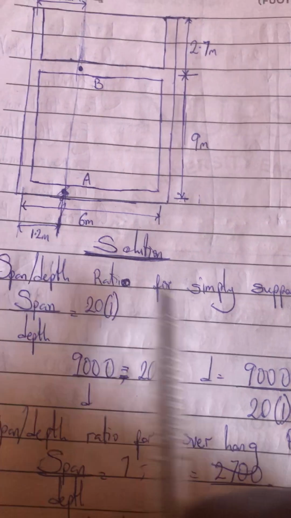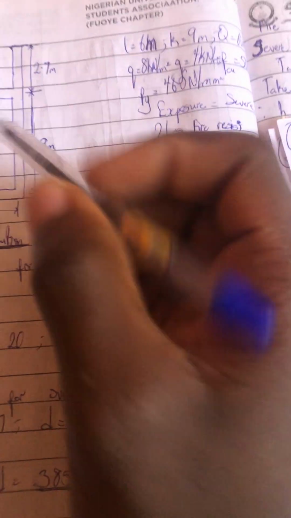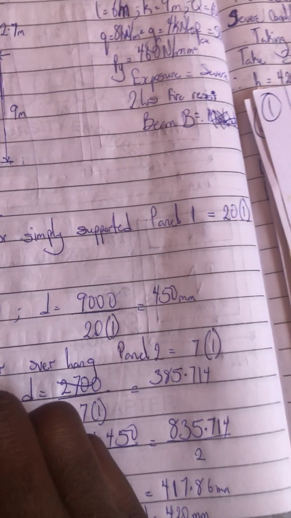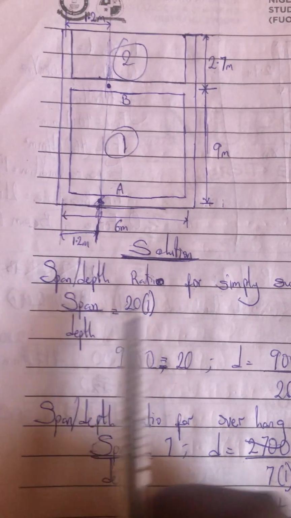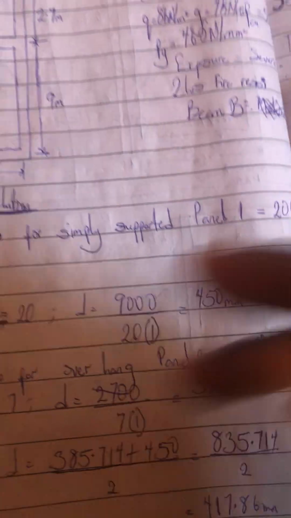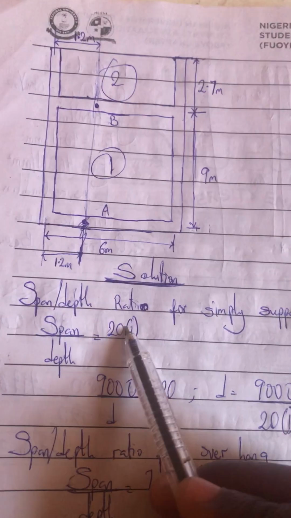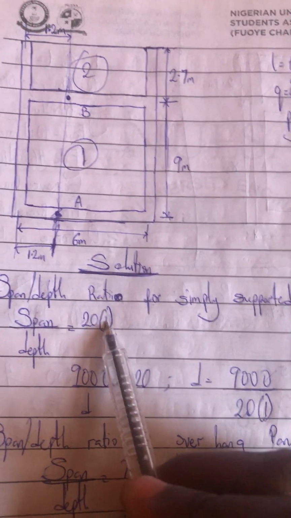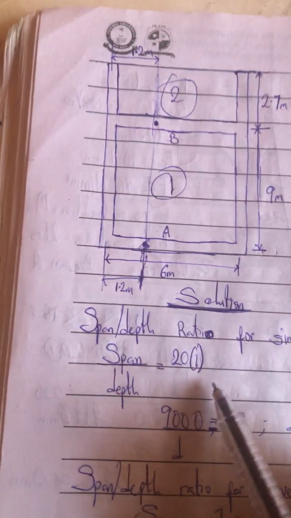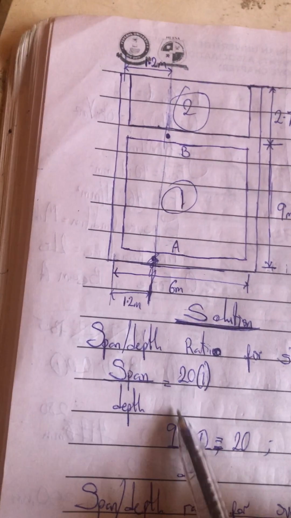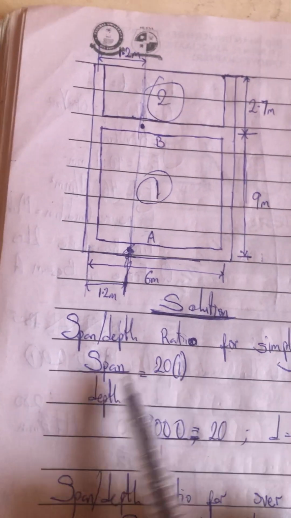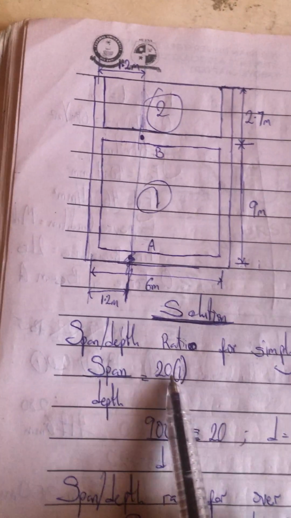So here our span to depth ratio of the simply supported panel, we call this 1 and we call this 2. Let's just name this like this. So span over depth is equal to 20, the coefficient for simply supported spanning either slab or beam, and 1 is a constant. When we get higher, we would be solving for other kinds of beams or slabs that have other values, but for now it is 1. Then our span to depth ratio is 20 times 1.